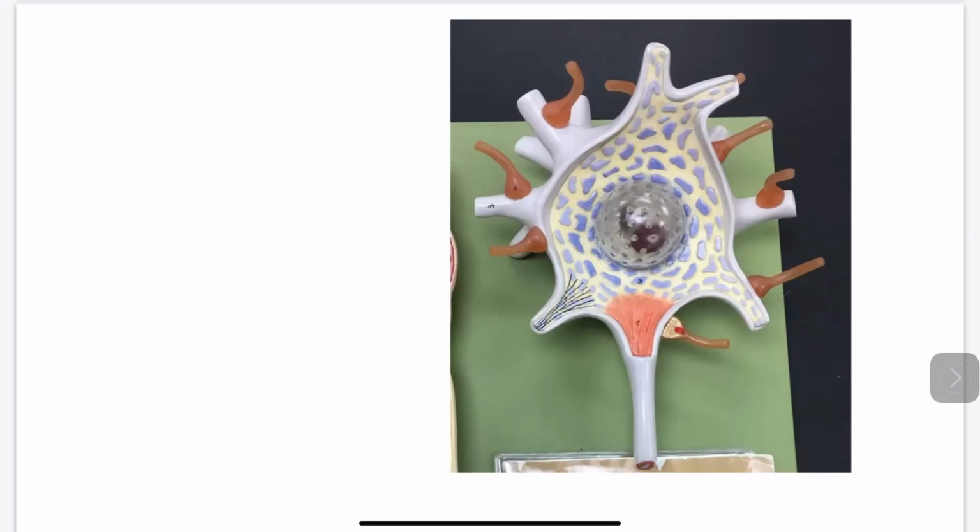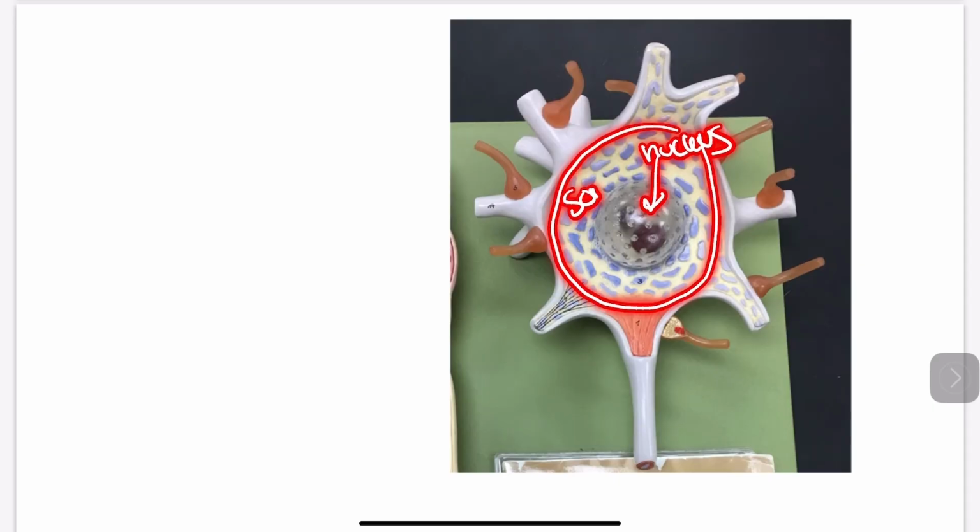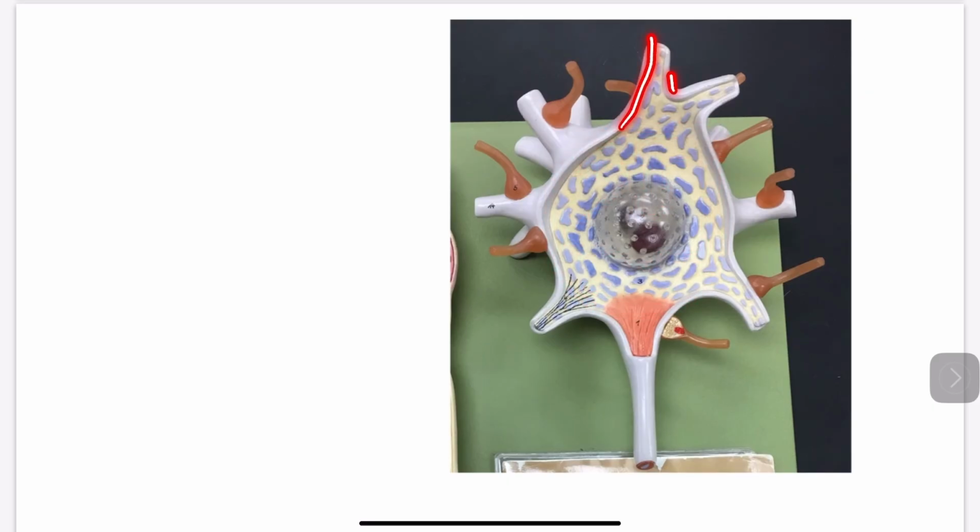All right, we're going to talk about the neuron first. So everything in here that includes our nucleus is going to be our soma or cell body. All right, so then we have these extensions that are coming off of the cell body. These extensions are receiving, so these would be part of the receiving system. So these are our dendrites.